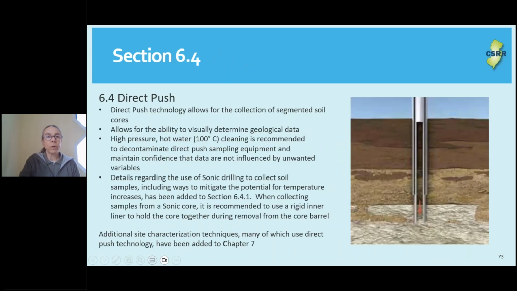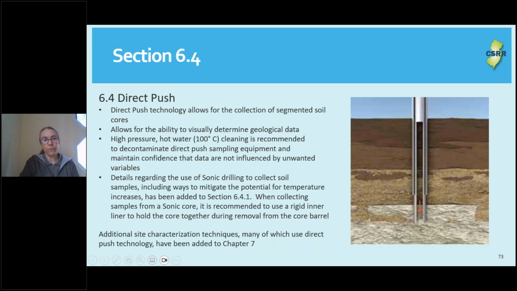Section 6.4 covers direct push. Direct push technology allows for the collection of segmented soil cores and allows for the ability to visually determine your geological data. It definitely is recommended that you use a high pressure hot water cleaning to decontaminate your direct push sampling equipment in between your locations so that your data is not influenced by unwanted variables.